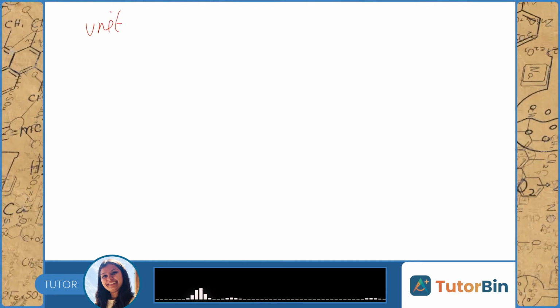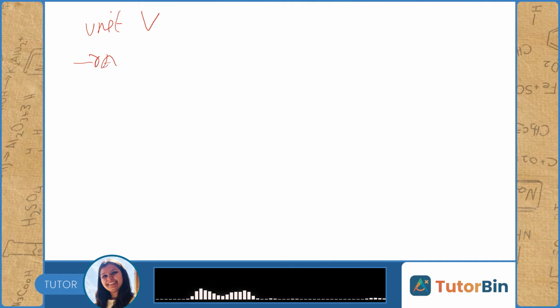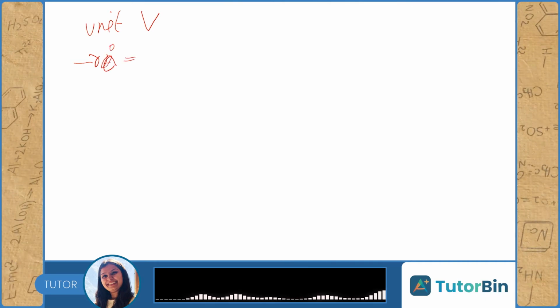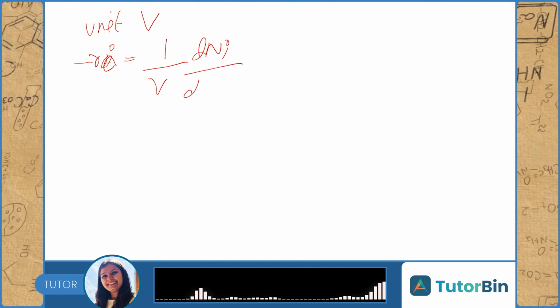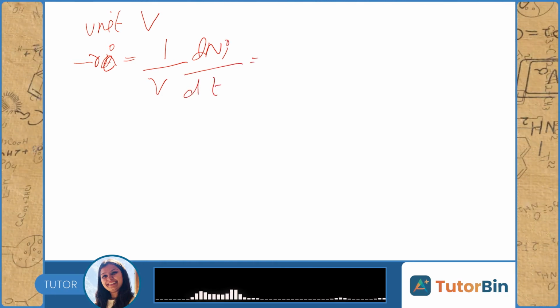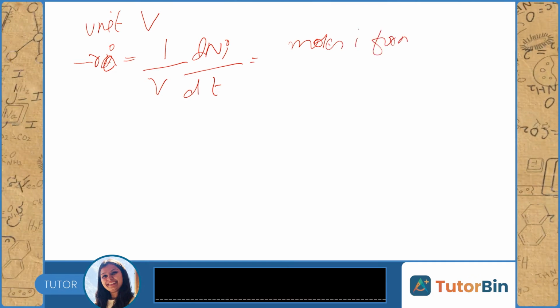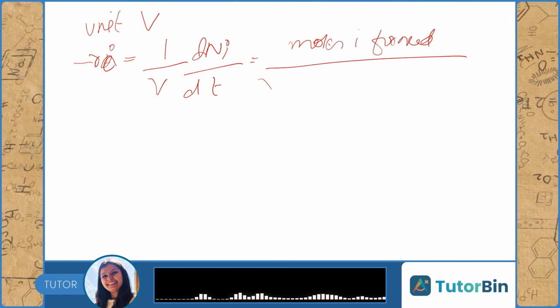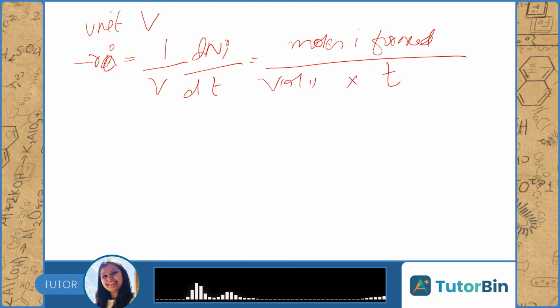Based on unit volume of reacting fluid, we can write the rate of reaction of component i as 1 by V dNi by dt. This is nothing but moles of i formed or reacted upon volume of fluid in the reactor into time.